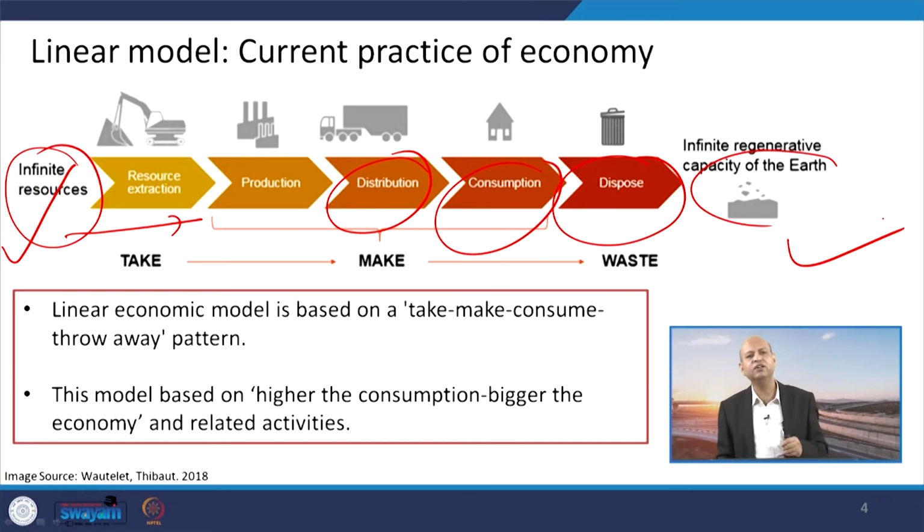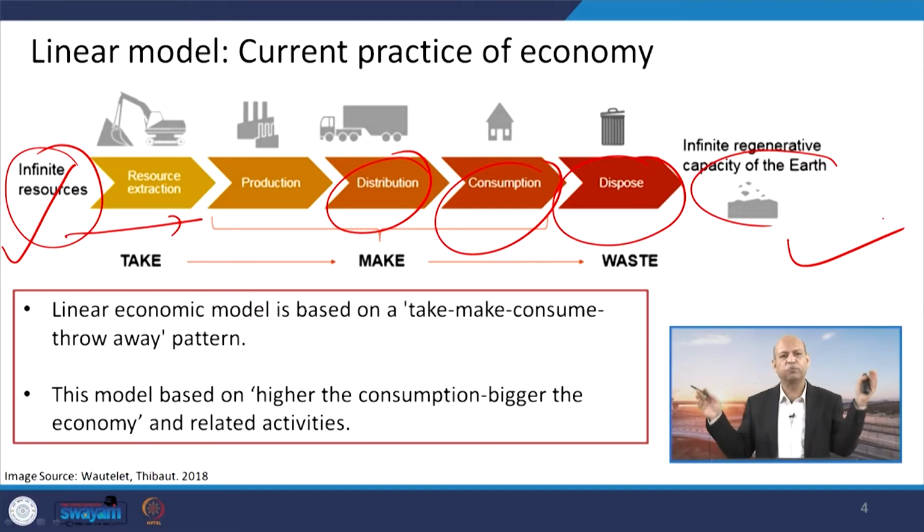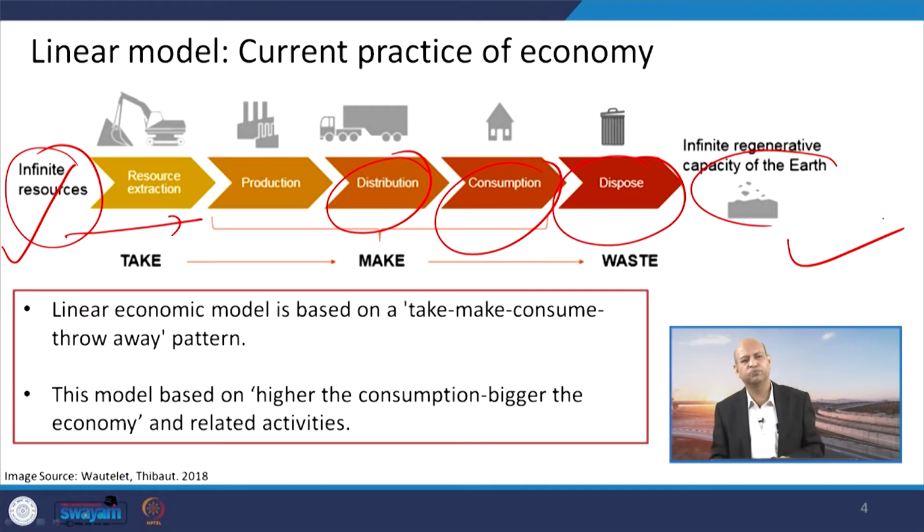This linear economic model, which is prevalent at present and according to which we are behaving, whether at a very small unit like the village level or a very complex unit like national governments or international exchanges of goods and services, basically works on a take, make, consume and throw away pattern. You just use and then throw away. So much solid waste is generated because of this economic model, and that is why there are issues.